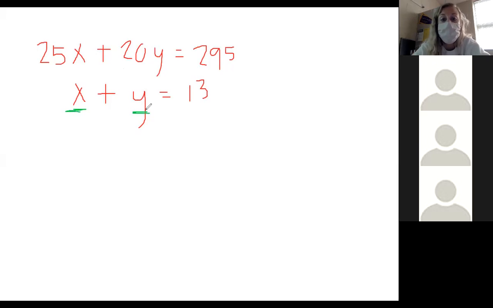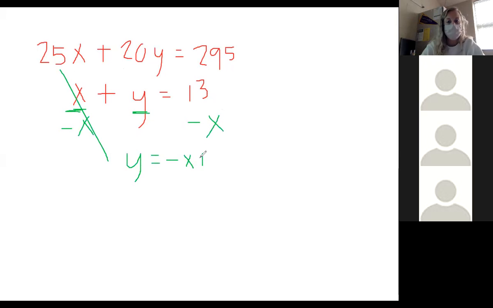Okay, Shania, which one do you want me to get by itself, the x or the y? The y. Okay, so how do I move this x to the other side so I can get the y by itself? Subtract. Good, subtract x, those cancel. So y equals negative x plus 13, right?